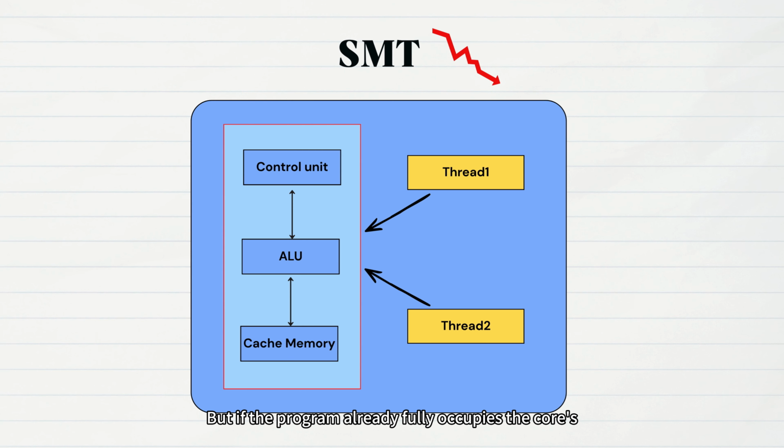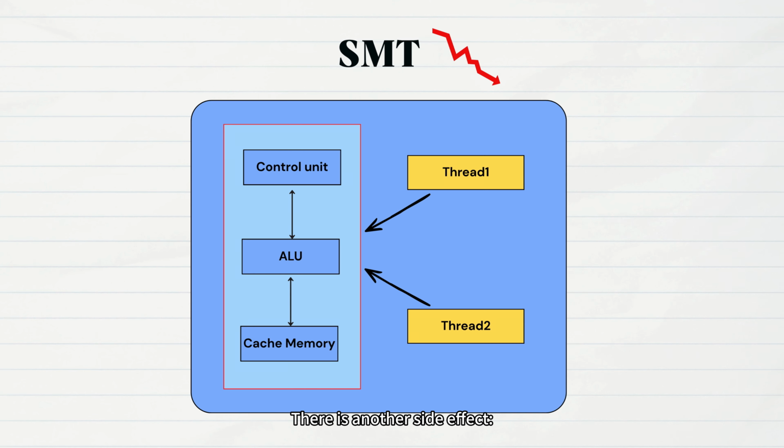But if the program already fully occupies the core resources, the situation is different. For example, some games or tasks that highly depend on single-thread performance, the two threads will compete for the same set of execution resources. In this case, the benefit of SMT may be limited, sometimes close to zero. Therefore, more threads is not always better. The key lies in whether the program can effectively use these extra execution opportunities.